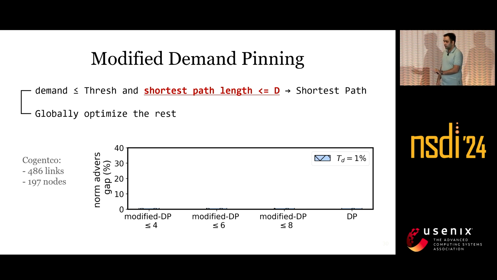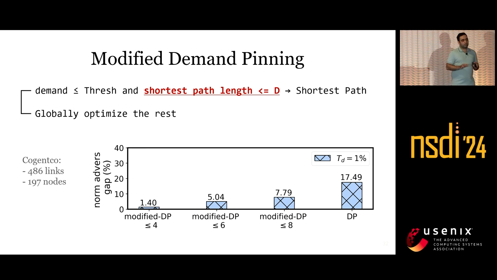We evaluated demand pinning on Cogentco with 200 nodes and 500 links. Here I'm showing you the adversarial gap MetaOpt discovered for each of them. You can see it for both demand pinning and different variants of modified demand pinning with different distance thresholds. Here demand pinning has a gap of 18%. Modified demand pinning can have anything between 8 to 1%.